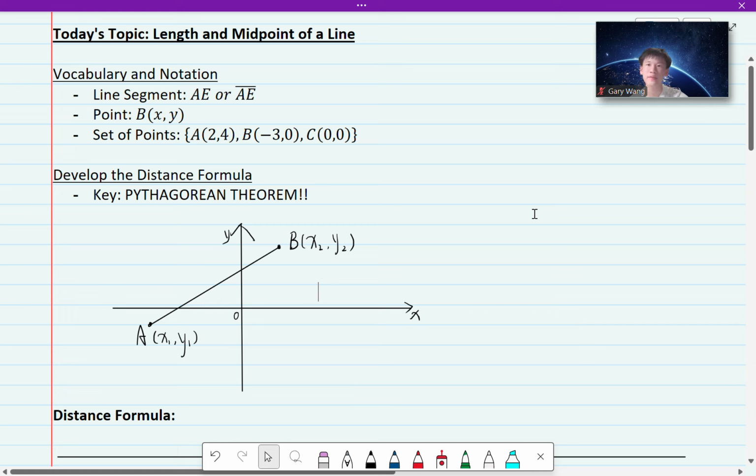Hi everyone, in today's video, we're going to talk about length and midpoint of a line. Before we delve in, we need to know some key vocabulary and notations. So first, we need to know how we can denote a line segment.